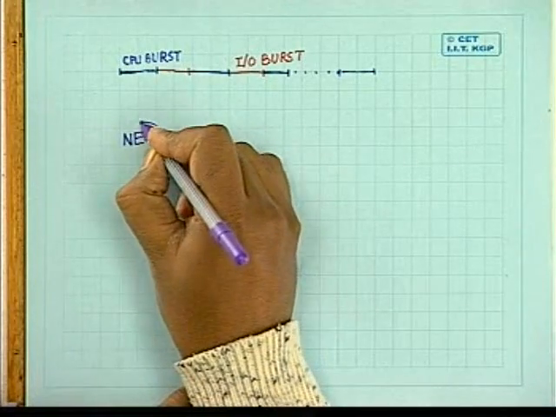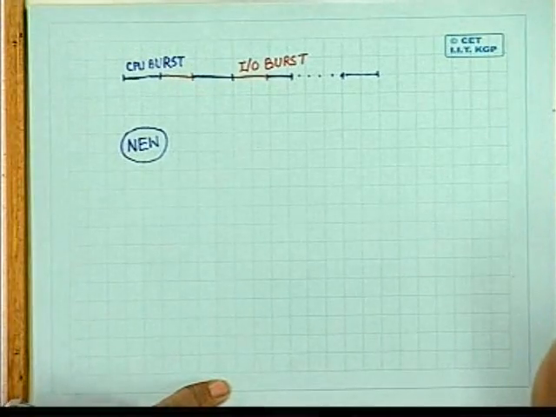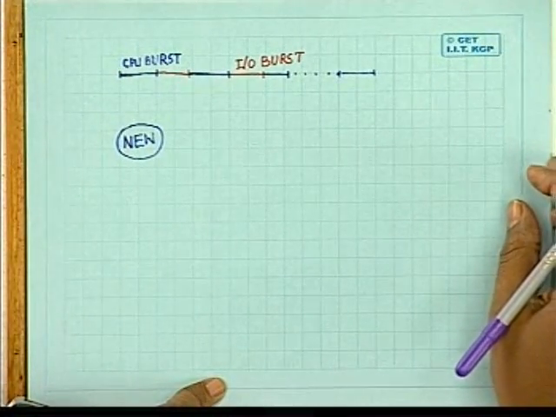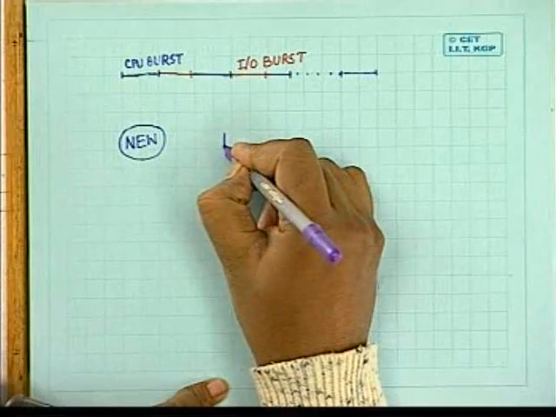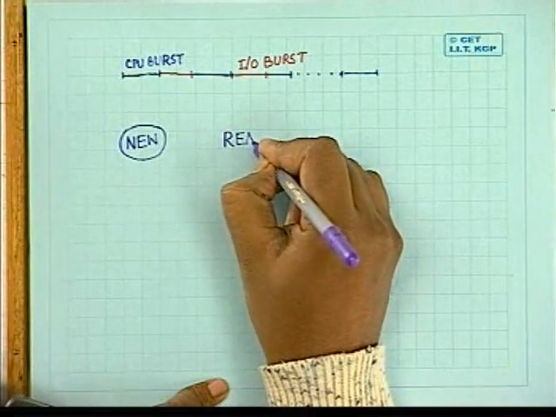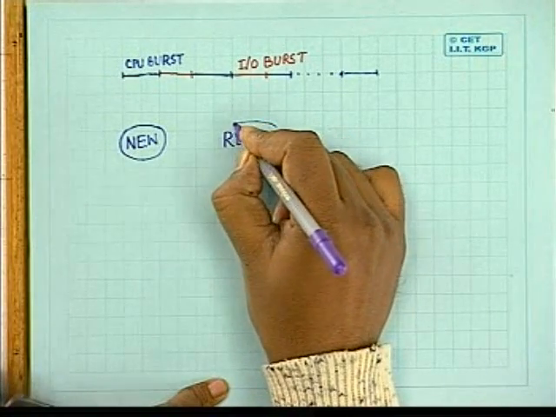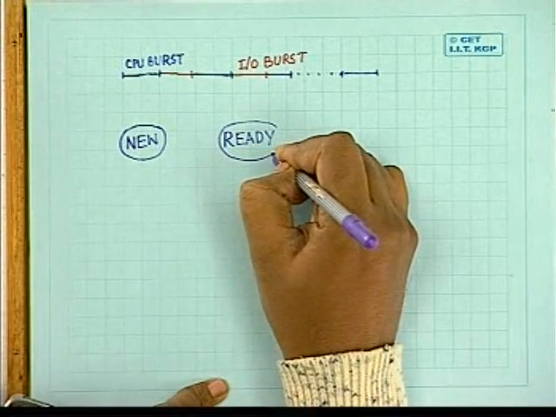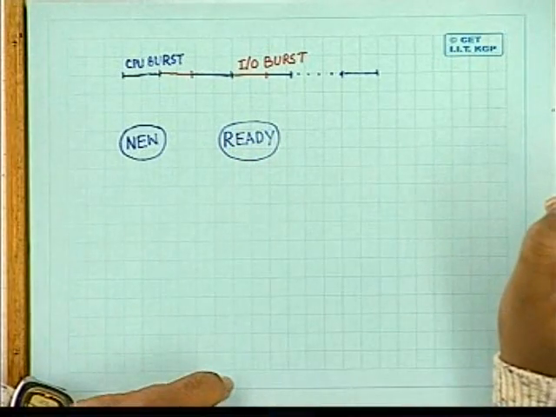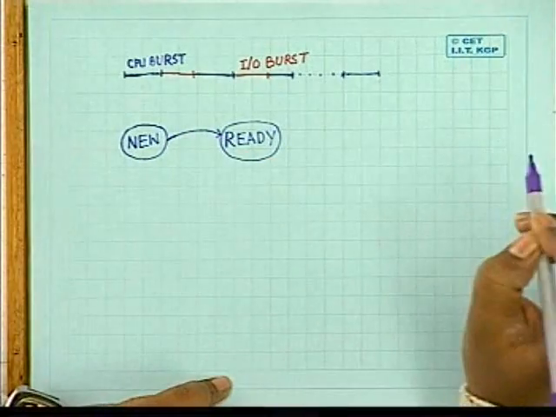Or the process enters a state which is called a new state. Okay. Then from the new state, when the program is loaded in the main memory and it is ready for execution, then we say that the process enters into a ready state. So this just says that the process is now ready for execution, but it does not say that it is being executed by the CPU. Only thing is, the process has moved from new state to ready state.